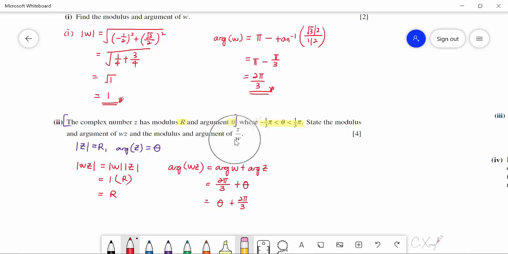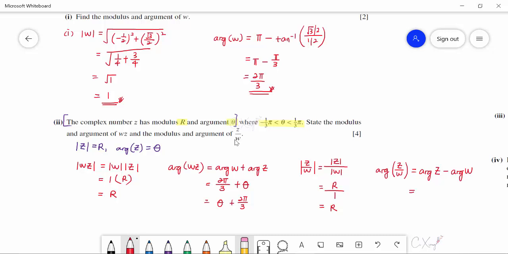Okay, so next, modulus and argument for Z over W. To get the modulus, it will be modulus Z divided by modulus W. Again, modulus Z that we get is R, and the modulus W is 1. So the final answer for this modulus will be R. Okay, so the last one is the argument of Z over W. For division, the formula will be argument Z minus argument W.